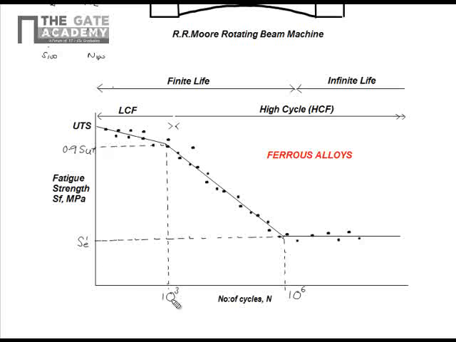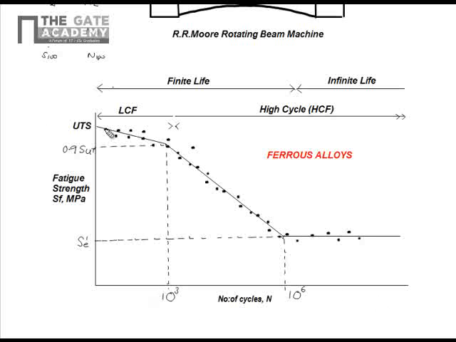Therefore, this is 10 raised to 3, this is 10 raised to 6. They look to be very near to each other because this is a log scale. So this is nothing but 3 and this is nothing but 6. This is a logarithmic scale. Similarly, log scale is followed in the ordinate axis also. The stress levels are plotted on the y-axis and the number of cycles to failure is plotted on the x-axis.